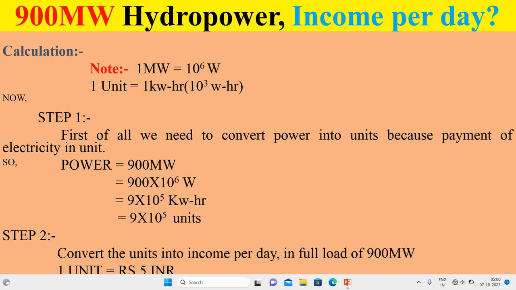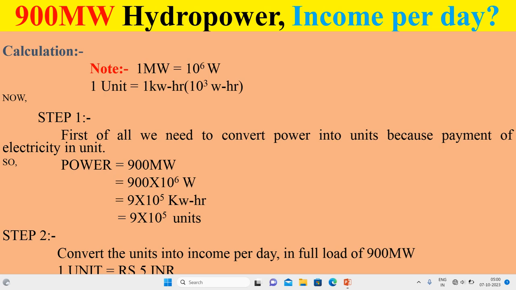This is per hour. So for this 900 megawatt hydropower, the electricity generation per hour is 9 into 10 to the power 5 units. This means for 1 hour, this 900 megawatt will generate 9 into 10 to the power 5 units of electricity.